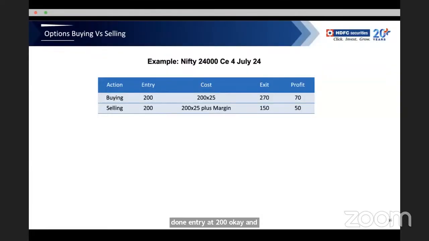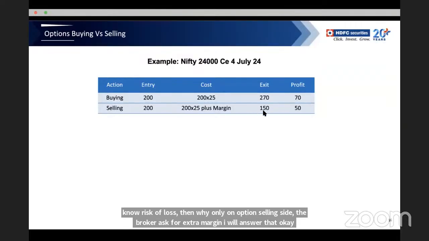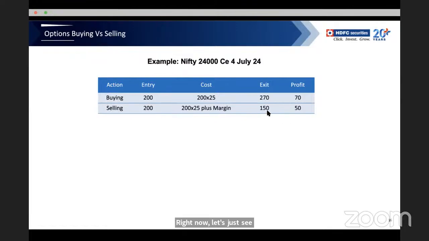as we discussed earlier, whenever we have selling positions, the broker is going to block the margin because the broker does not want to face that risk of losses. All right, so risk of loss is there in option buying as well, right? You should have this doubt, that in option buying as well we have this risk of loss. Then why only on the option selling side does the broker ask for extra margin? I will answer that. Right now let's just see, when the price comes down to 150, what is going to be the profit? The 50 points is the profit of a seller.